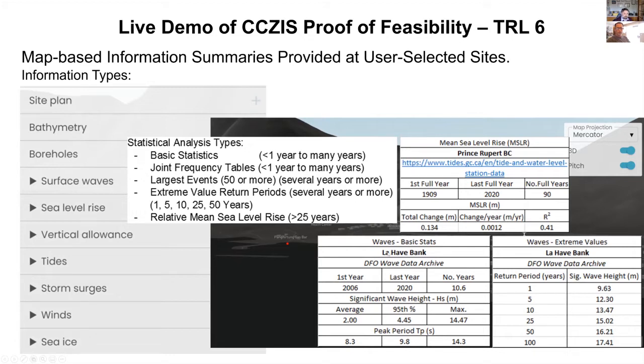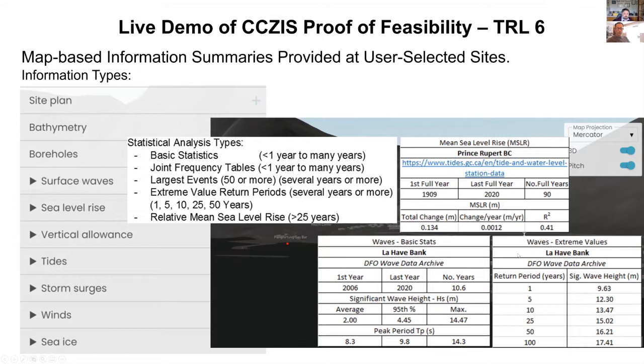An example of wave statistics from La Have Bank are given below as basic statistics as well as extreme values. So on the left, we have an example showing significant wave height as the average, 95th percentile, and maximum levels. We also provide information on peak period for the corresponding significant wave height with 8.3, 9.8, and 14.3 seconds respectively.